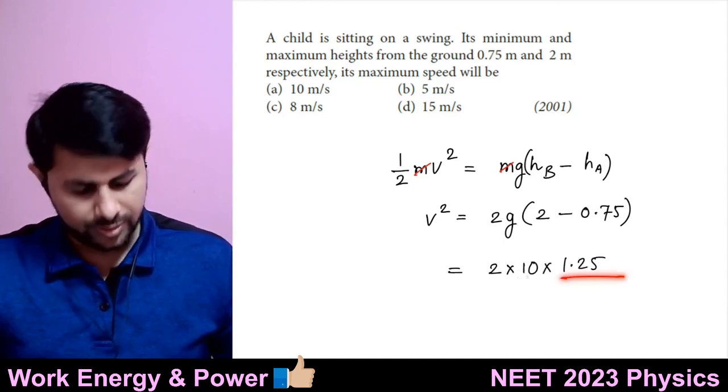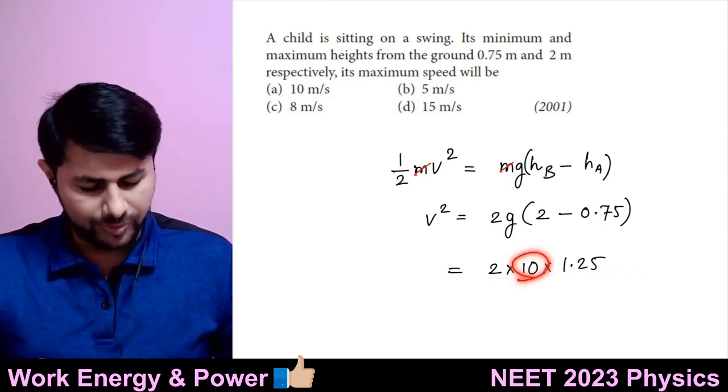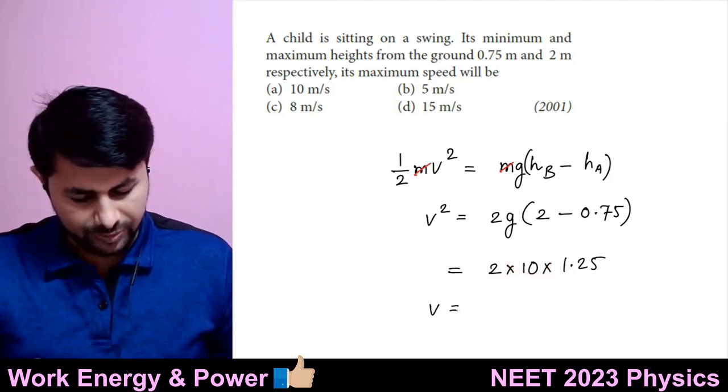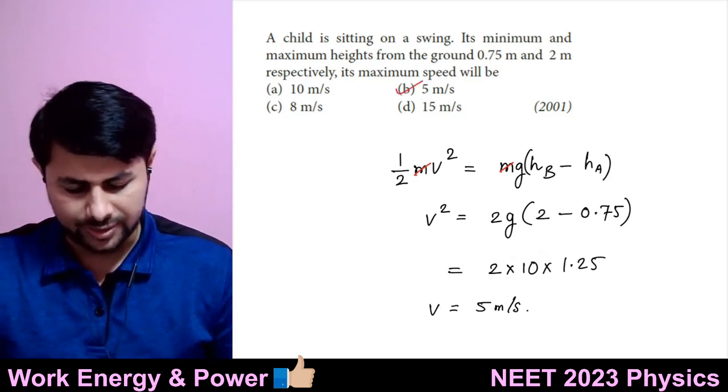So 1.25 times 2, 2.5, 2.5 times 10, 25, and it is v square. So v is equal to 5 meters per second. 5 meters per second is the answer.